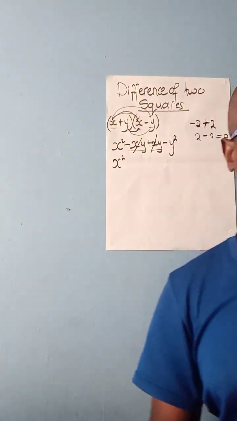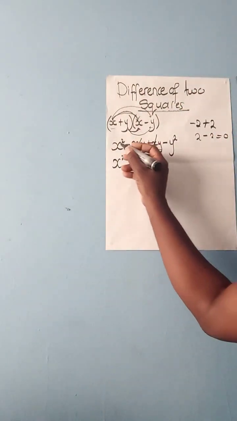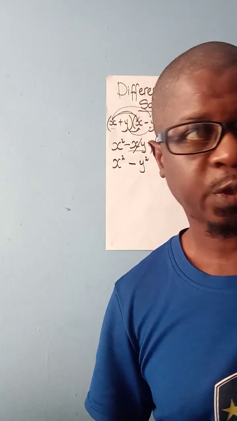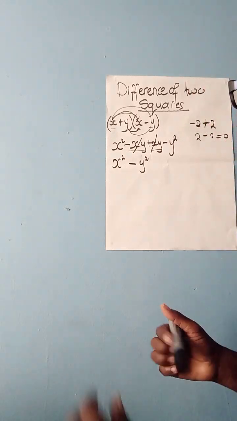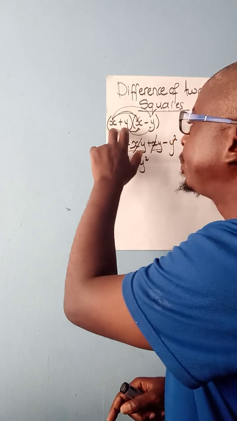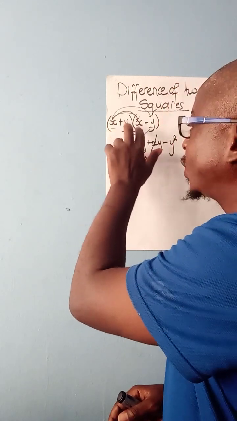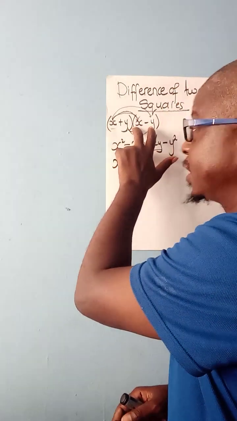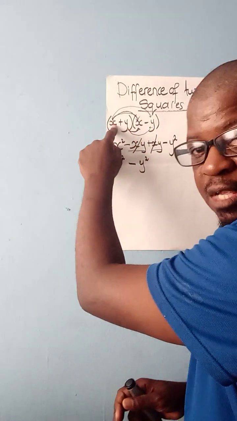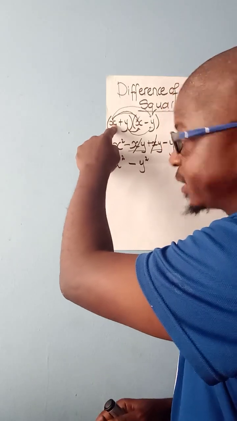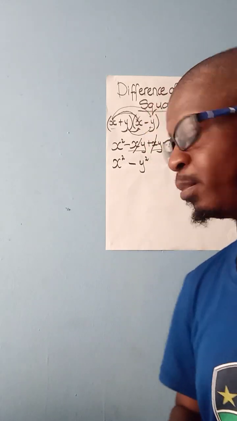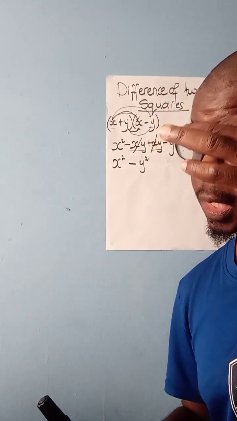So when they cancel out, we are now going to remain with x squared minus y squared. So this is the difference of two squares. It basically means that the first term plus second term, when we multiply with the first term minus second term, we actually square this first term, and then minus the second term squared. Now let's have a look at an example with regards to this one.